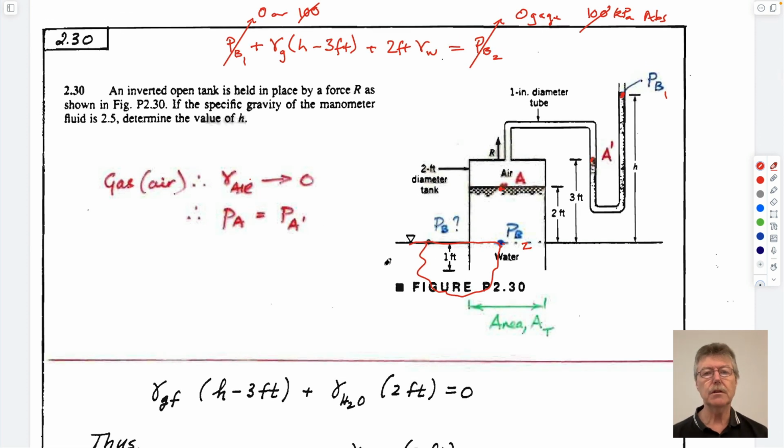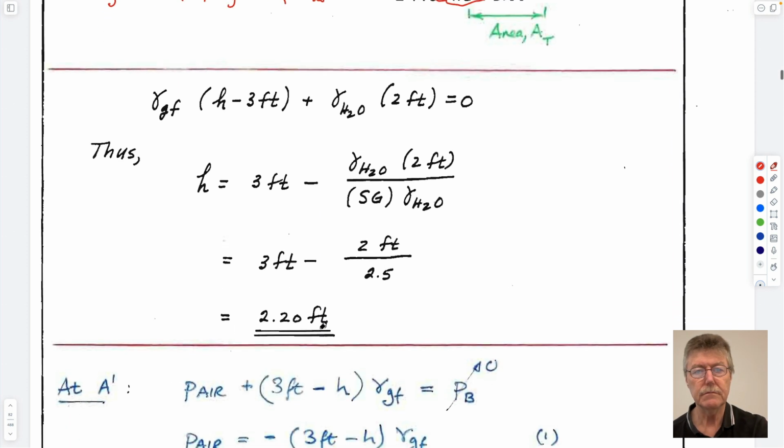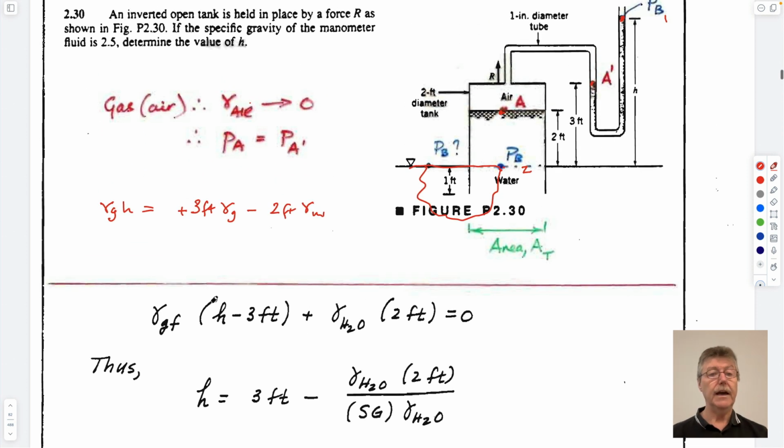And so if you rearrange this, what do we want to do? I guess we have gamma gauge times H is equal to, if we separate these off to the right-hand side, plus 3 feet times the unit weight of the gauge fluid minus 2 feet times the unit weight of water. I think that's right. And if we divide both sides through by the gauge fluid, this becomes 1, this becomes gamma gauge, this becomes 1, and this becomes the ratio of the gauge fluid to the water.